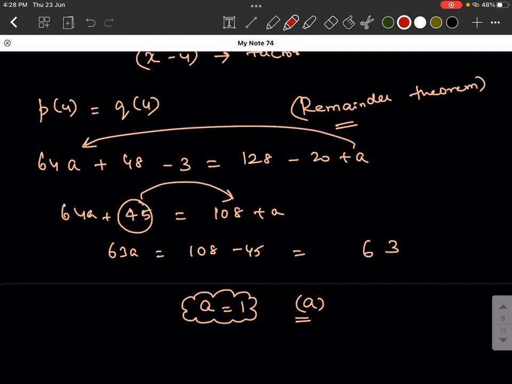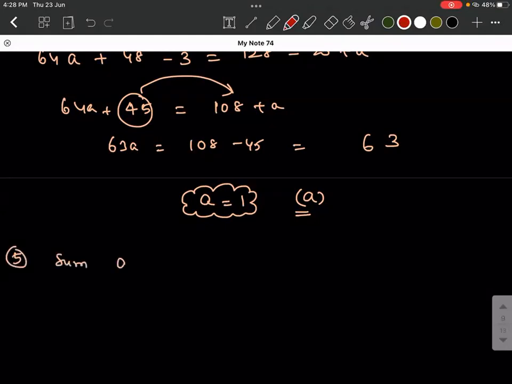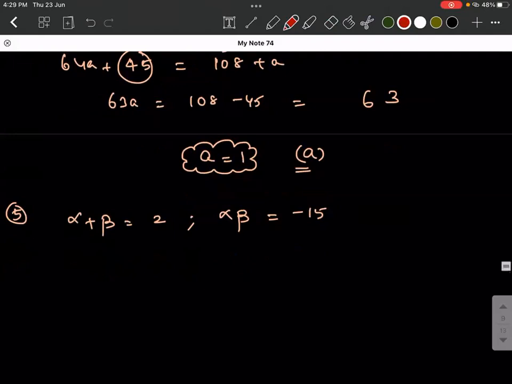Fifth one. The sum and product of zeros of a quadratic polynomial are 2 and minus 15. The quadratic polynomial is? You know how to frame it? So let the zeros be alpha, beta. Alpha plus beta is 2. Alpha into beta is minus 15. So the second degree polynomial will be x square minus alpha plus beta into x plus alpha beta. You know this, right?